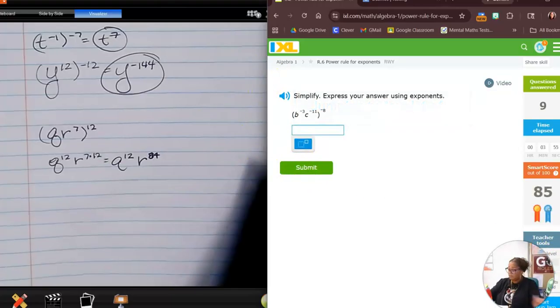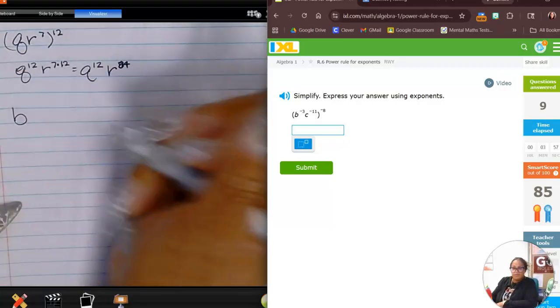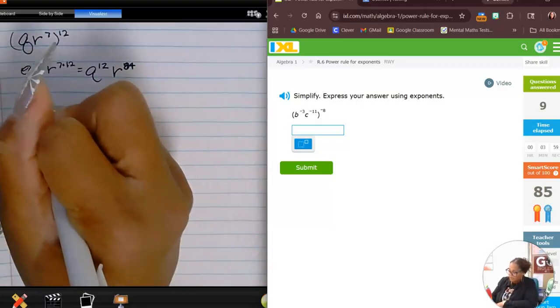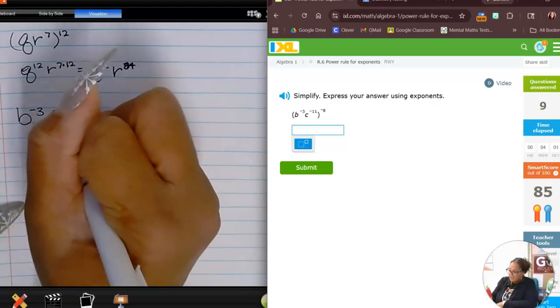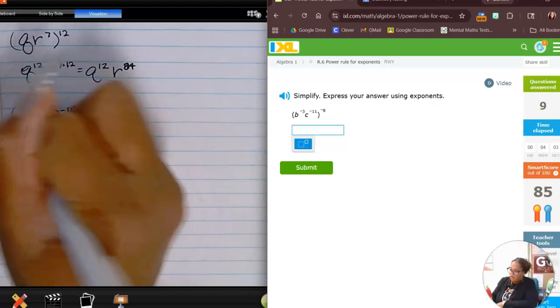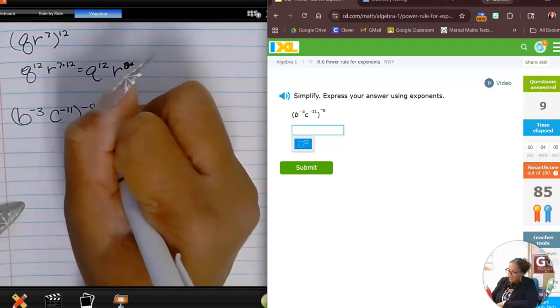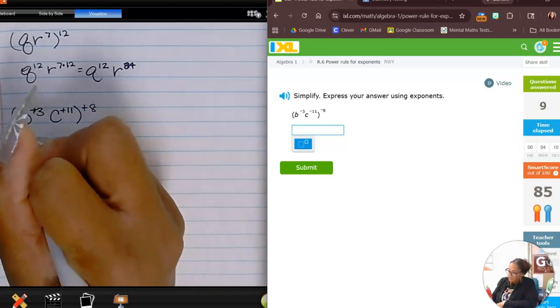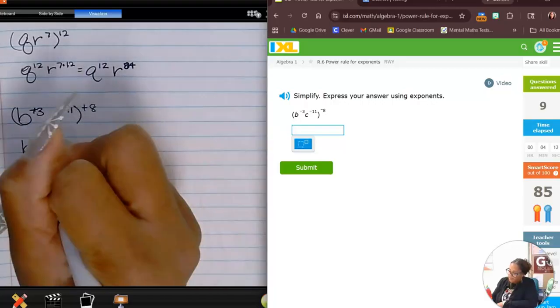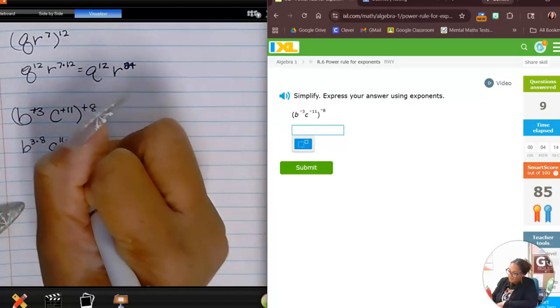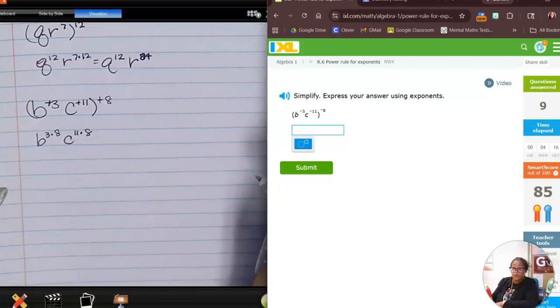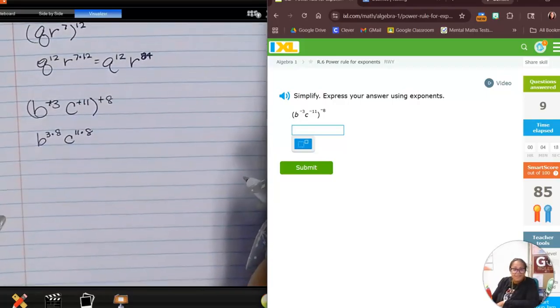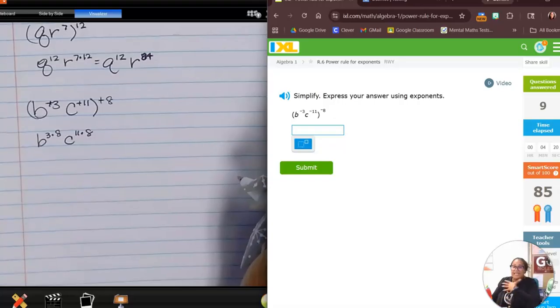Oh, wow. Okay. B to the negative 3rd and C to the negative 11th, all raised to the negative 8th. Everything becomes positive. Let's get that out of the way now. B to the 3rd times 8 and C to the 11th times 8. This is showing your work. You should not be skipping this step. We are not that advanced. I am even showing this step.